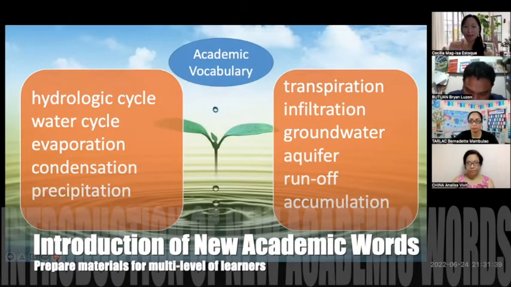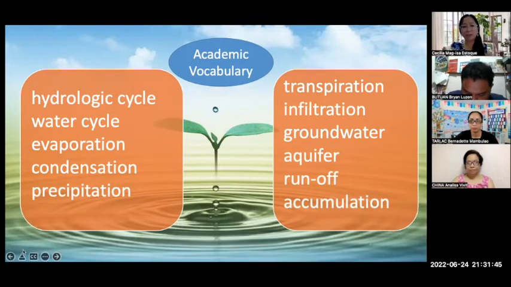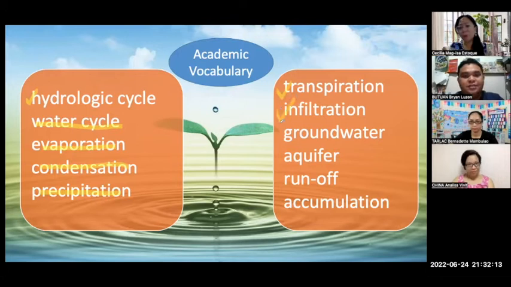You could do some checking: understood, or maybe hard or difficult. You can mark your screen, for example, like this. Let's do some highlighter. Is this familiar to you? Hydrologic cycle? Okay, let's check. Water cycle. Yes, that's clear. Evaporation. Yes. Condensation. Yes. Precipitation. All right. What about transpiration? Infiltration. Not really. Groundwater. Not really. Aquifer. Yes. Okay. Runoff.